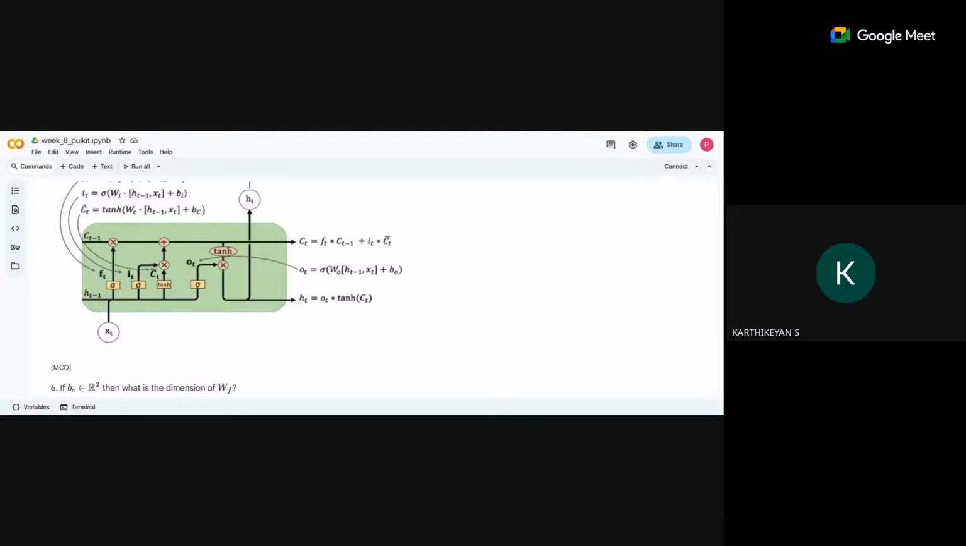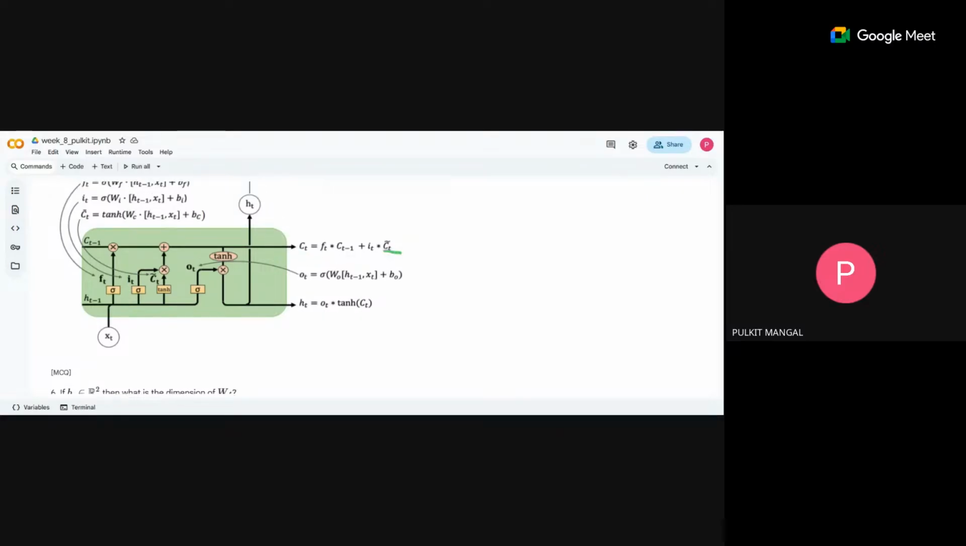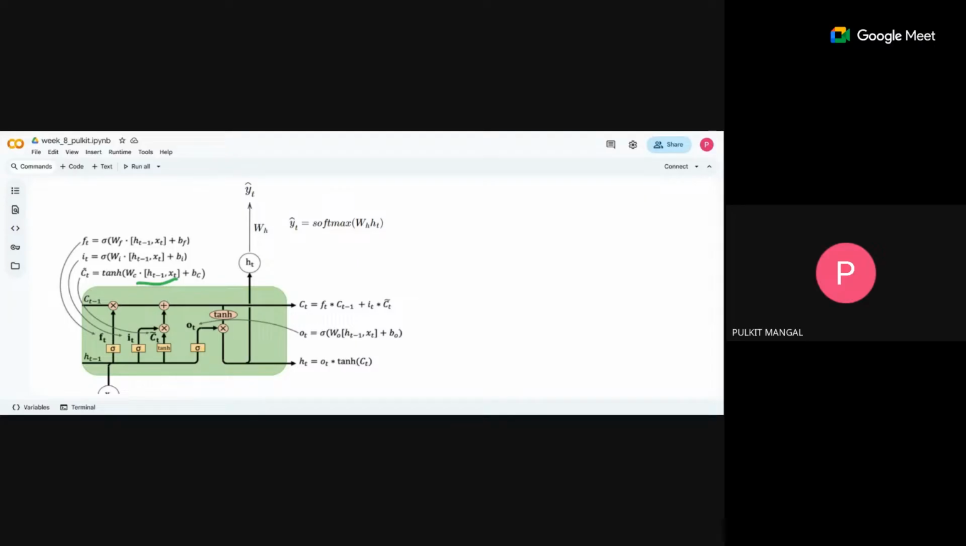Oh, HT has only one path, right? No. HT is coming from here also. No, there is a gap, right? That is only CT. From CT minus 1, CT only comes out. HT is coming from the multiplication of tanh. See, CT has a gap. CT has CT minus 1 and CT tilde, and CT tilde has the information of HT minus 1, that is the past hidden state, using which we are updating the vectors. So in this way, the gradients will flow back.